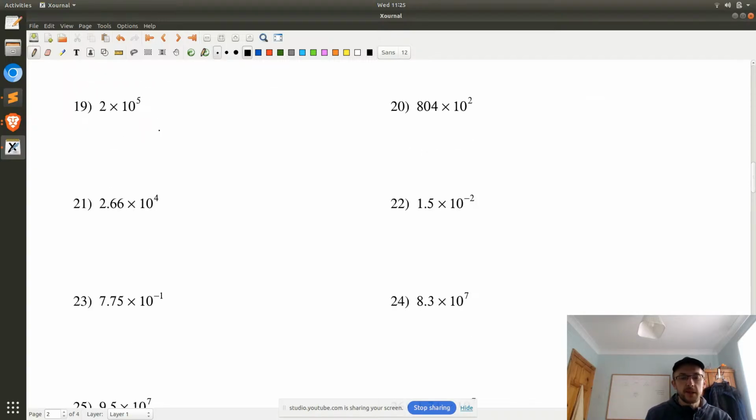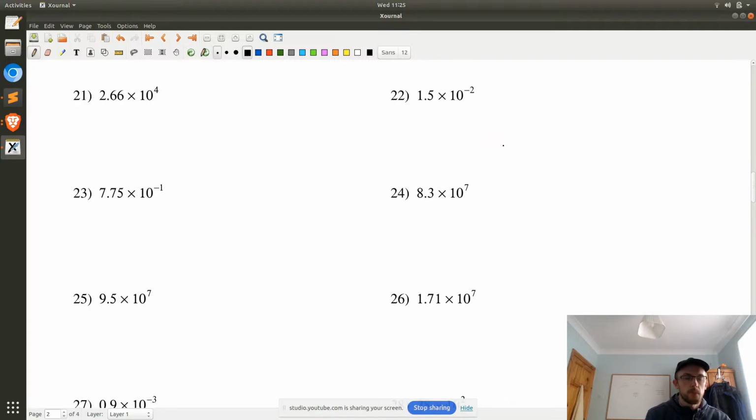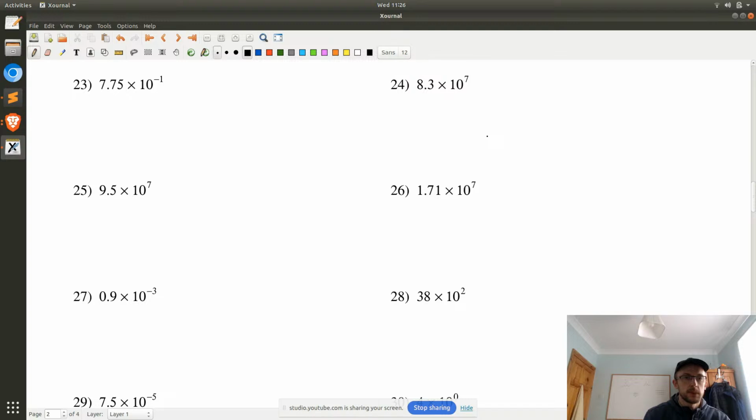This here, instantly interpret it as 250, as 200,000. And here, multiply it by 100 to get 80,400. By 10,000 to get 26,600. Divide by 100 to get 0.015. And now by 10 to get 0.775.